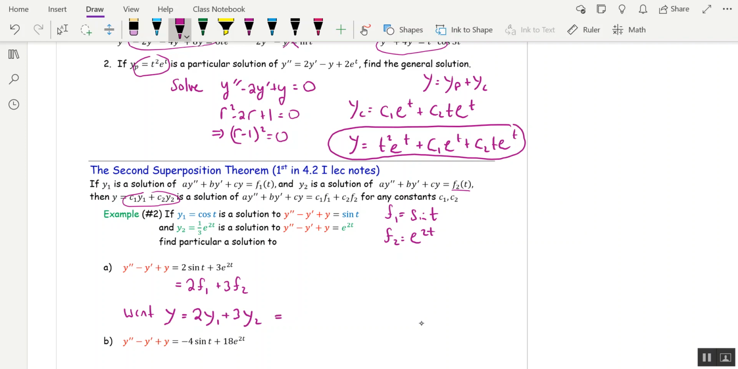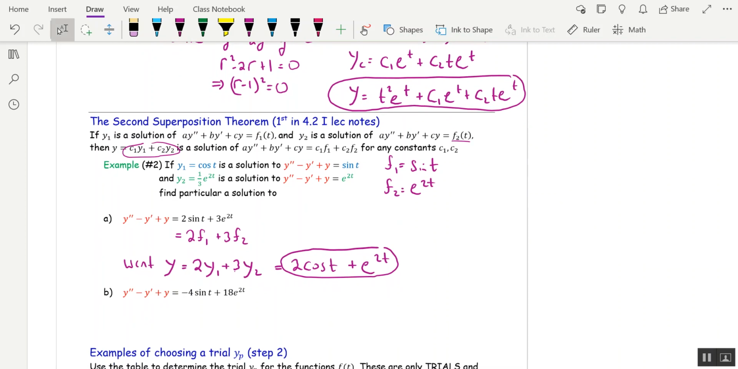So that's not bad. Y1 is cos, so 2 cos t plus y2 is a third e to the 2t. So if I multiply by 3, we just get e to the 2t. So there's a solution of the given differential equation. It's not the general solution, it's a particular solution. I misspoke. It's not general. If it were general, it would have a c1 and a c2 in it. Not to be confused with this c1 and c2.